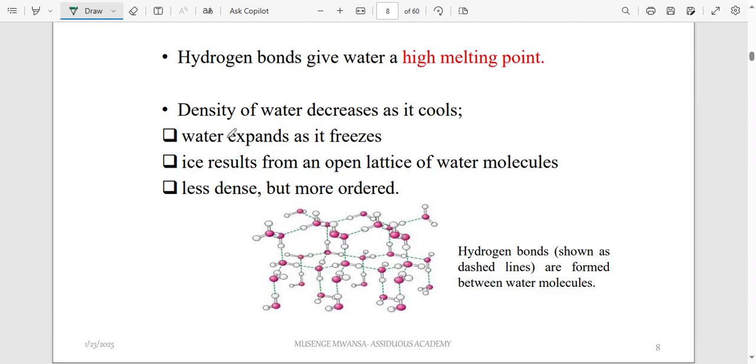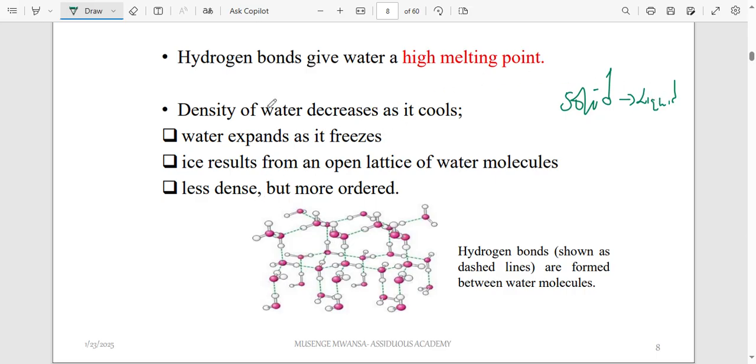Another property you need to know is that water has a high melting point. And this high melting point, actually the properties of water, is because of its polar nature, because of the hydrogen bonds. So high melting point is because of the hydrogen bonds. And what's the importance of it? For you to melt water, melting is changing something from solid to liquid. So you need a lot of heat to convert solid water, which is ice, into liquid water.